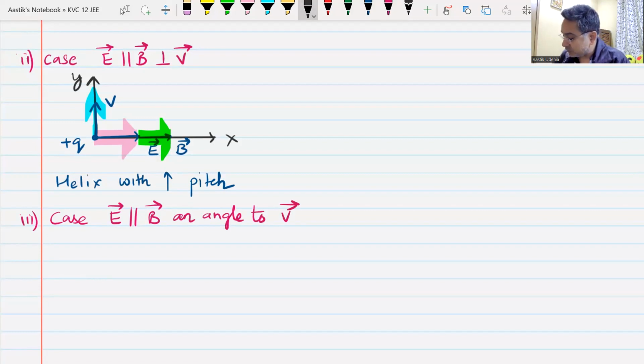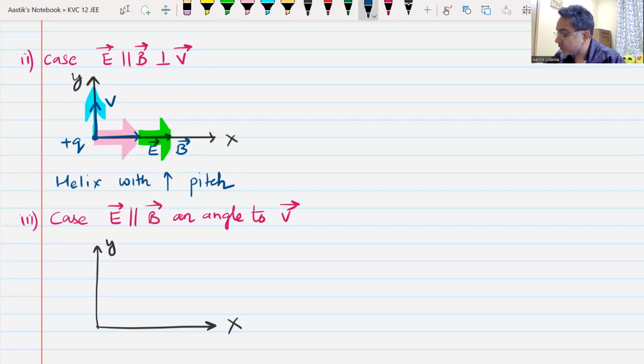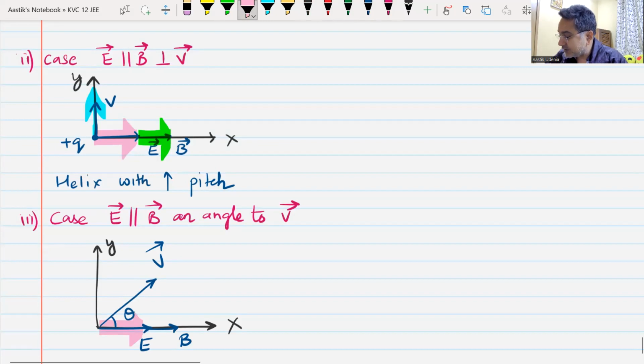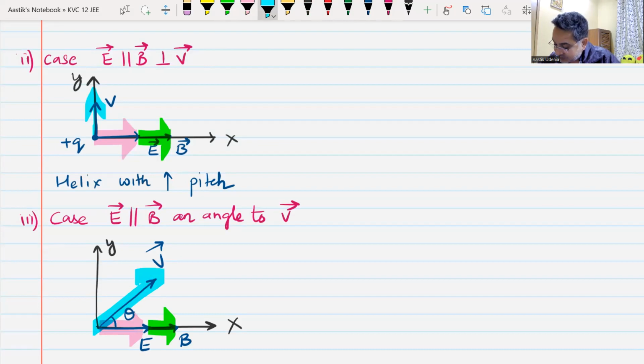So basically what I mean to say here is, this is your x-axis, this is your y-axis. Your velocity is like this, at an angle. Your electric field is like this. Your magnetic field is like this. But your velocity is like this. What type of motion will this particle have?